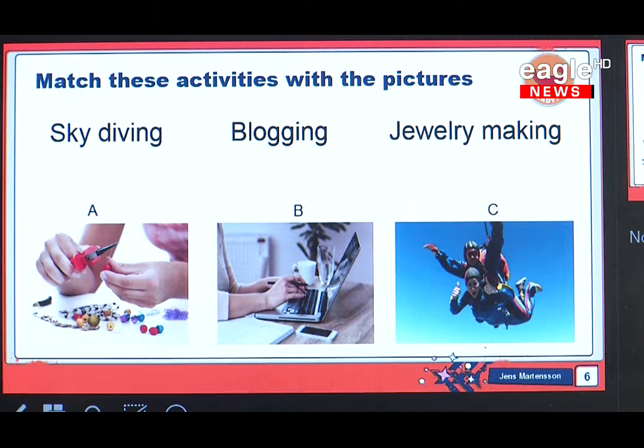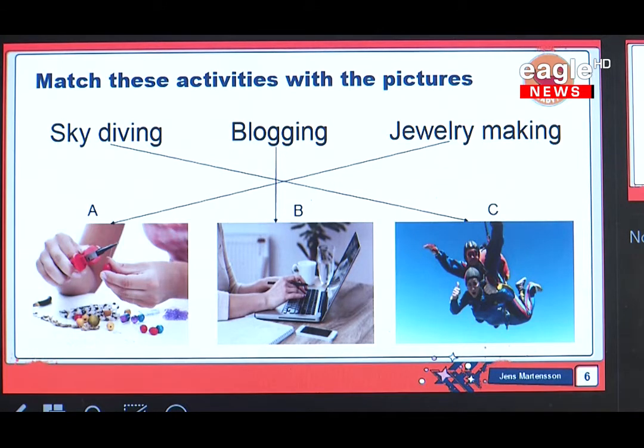First, the activity is skydiving. Next, blogging. Next, jewelry making. Now let's match. Skydiving matches picture C. Blogging matches picture B. Jewelry making matches picture A. Okay, you will complete matching the other activities with their pictures at home.